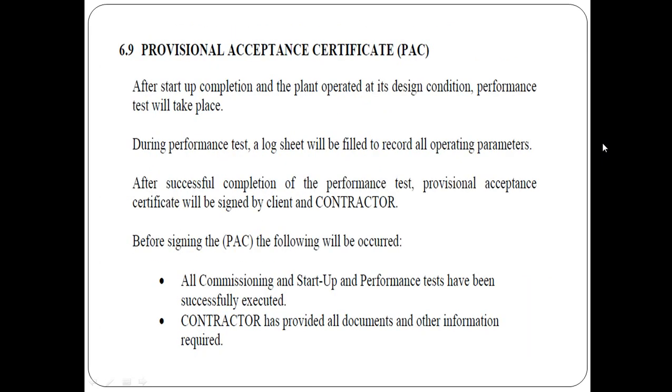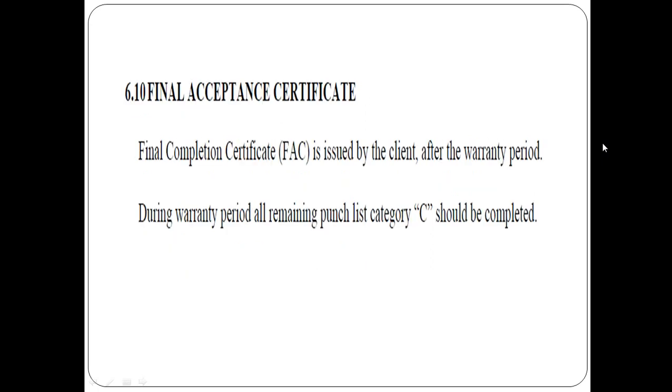Here we have a provisional acceptance certificate. What does it mean? We are describing and explaining what is meant by the provisional acceptance certificate. We have a final acceptance certificate. It is issued by the client after the warranty period. Most probably, this document is issued 1 year after the startup of the project. During the warranty period, all remaining punch list and category C items should be completed.